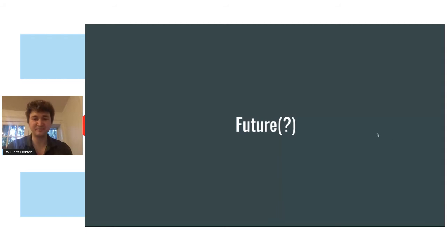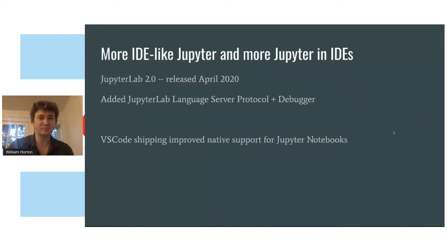So finally, I'm going to take the opportunity to speculate a little bit about the future, at least based on trends that I'm aware of. So the first thing I think is interesting is a converging of Jupyter and IDEs. So I talked about JupyterLab. JupyterLab 2.0 actually came out in April of 2020. It adds a lot more features, including the JupyterLab language server protocol, which will help support a lot of IDE-like features, as well as a debugger. So you could use PDB before, but this is a more integrated debugger for JupyterLab.